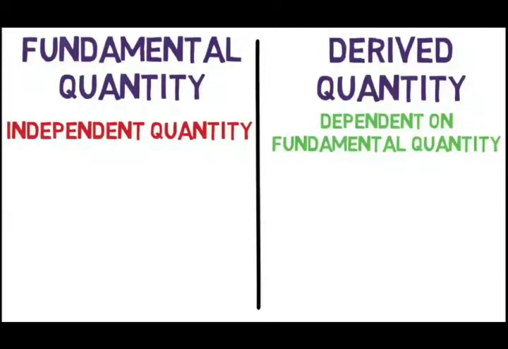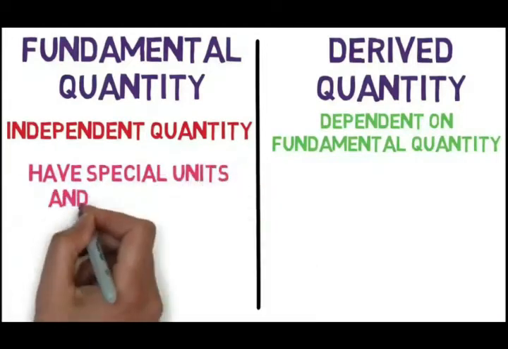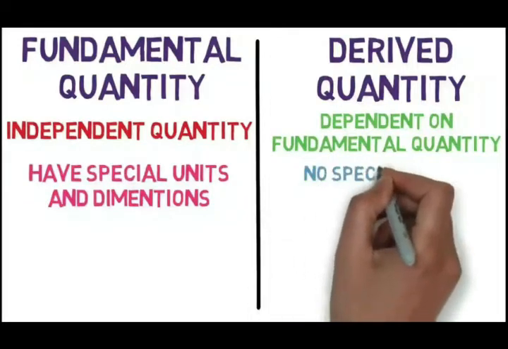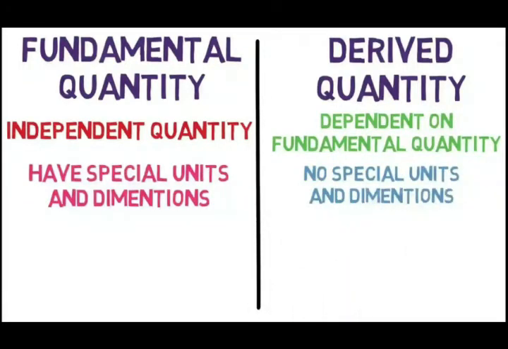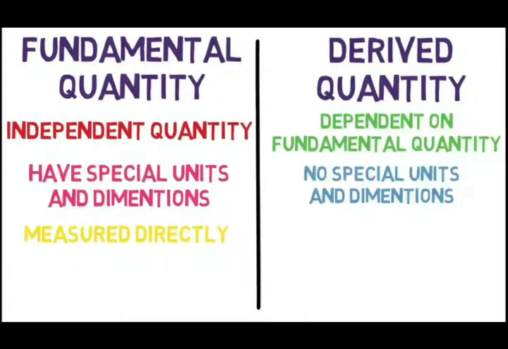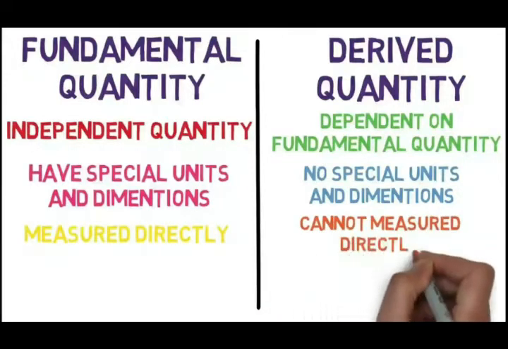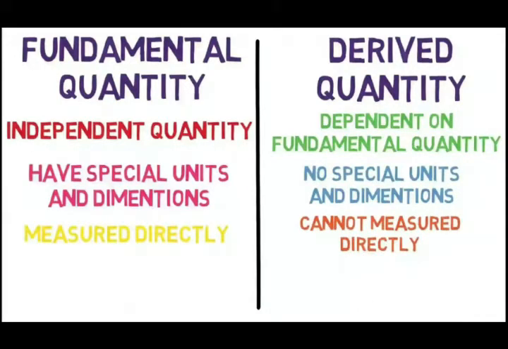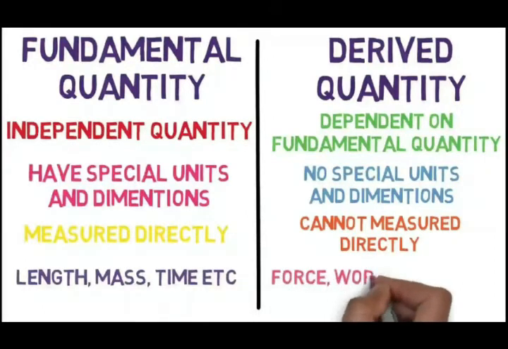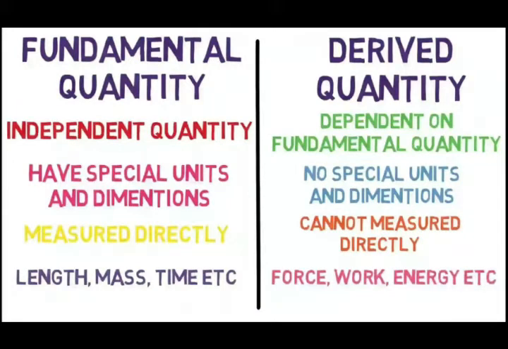Next, fundamental quantities have special units and dimensions, whereas derived quantities do not have special units and dimensions. Next, fundamental quantities can be measured directly, whereas derived quantities cannot be measured directly. For fundamental quantities, you can take the example length, mass, time, etc. For the derived quantities, force, work, energy, etc.